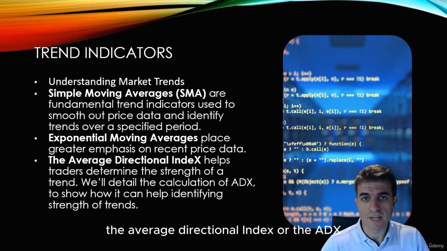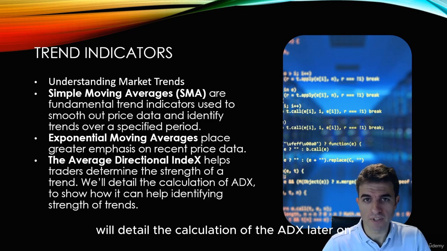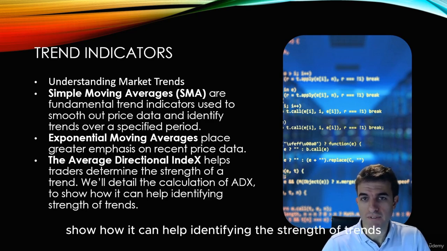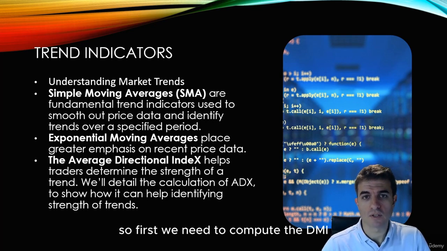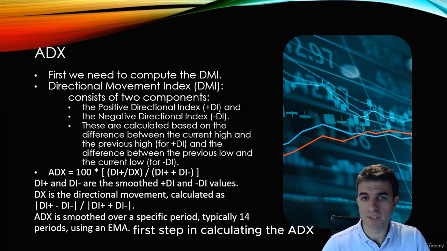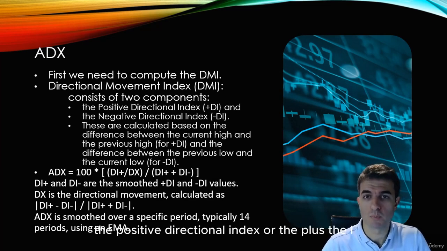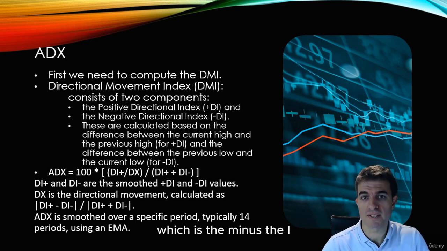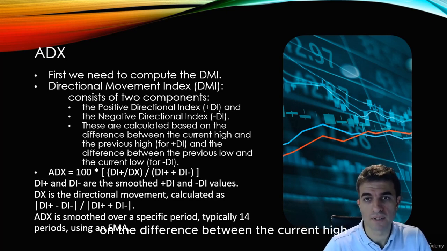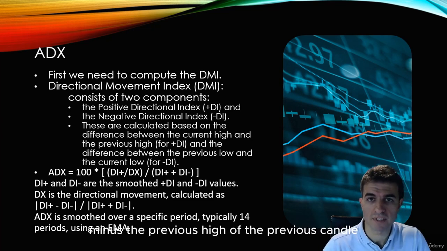The third example is the average directional index, or the ADX. It helps traders determine the strength of a trend. We'll detail the calculation of the ADX later on and show how it can help identify the strength of trends. First we need to compute the DMI, the directional movement index, the first step in calculating the ADX. For this we have to compute two components: the positive directional index, or plus DI, and the negative directional index, the minus DI. These are calculated based on the difference between the high of the current candle minus the high of the previous candle.